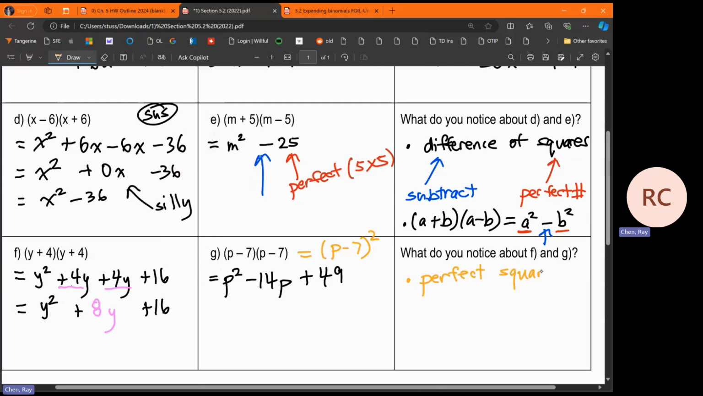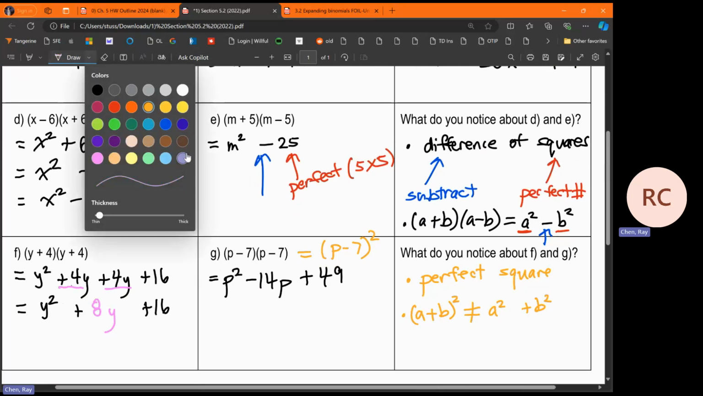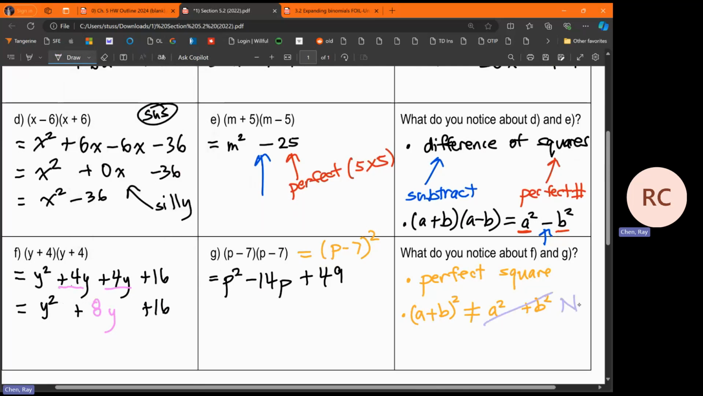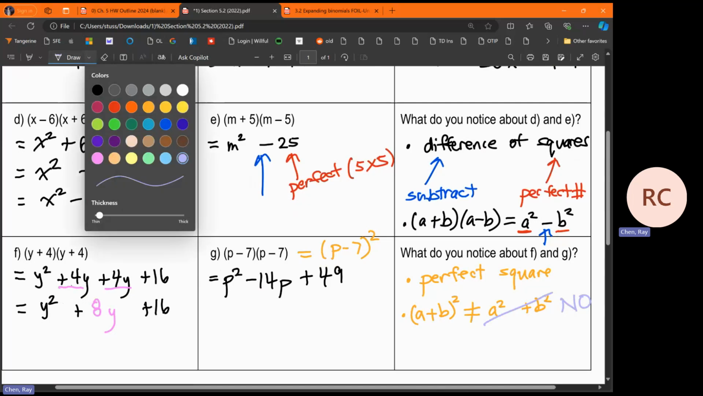So this one's different from what you just saw above. A perfect square literally is this formula, and I'm trying to see if you can actually comprehend it. What a lot of students make a mistake on is they think it's a squared plus b squared. And that's a big no-no. This is not a perfect square. And I'll make sure it's a no, using this nice lilac. No. Do not make that mistake, folks.